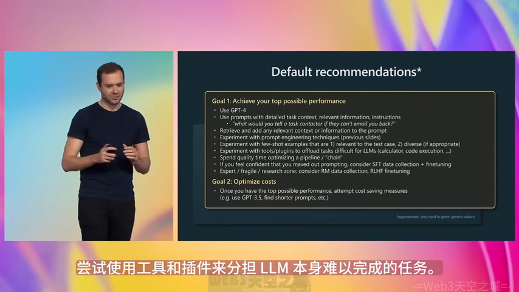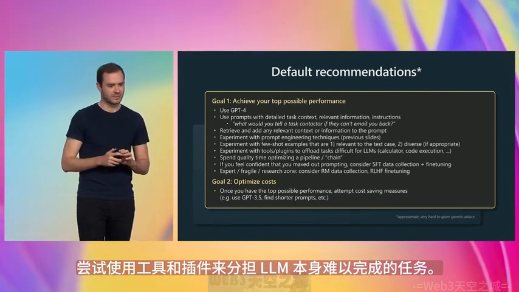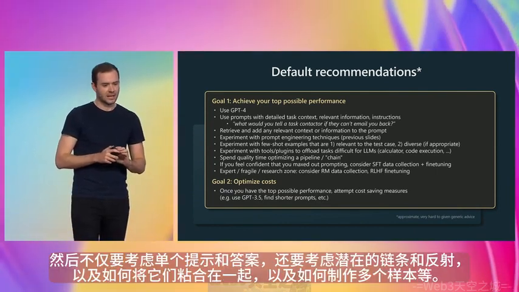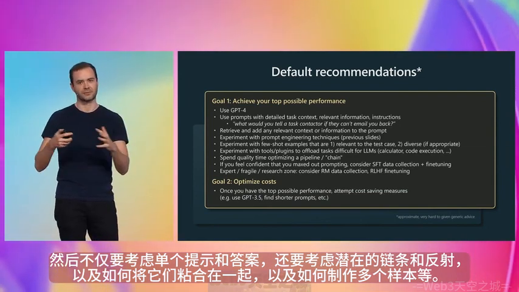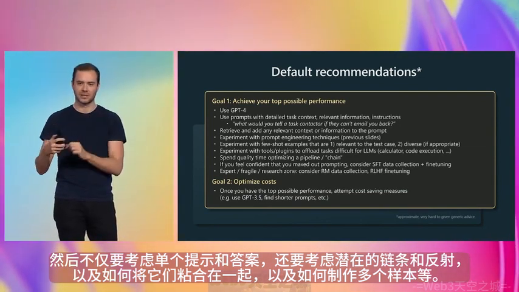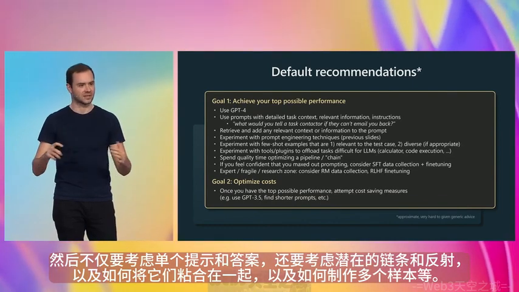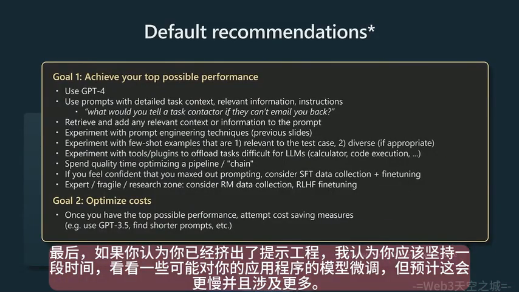Experiment with tools and plugins to offload tasks that are difficult for LLMs natively. And then think about not just a single prompt and answer, think about potential chains and reflection and how you glue them together and how you could potentially make multiple samples and so on. Finally, if you think you've squeezed out prompt engineering, which I think you should stick with for a while, look at potentially fine-tuning a model to your application, but expect this to be a lot slower and more involved.